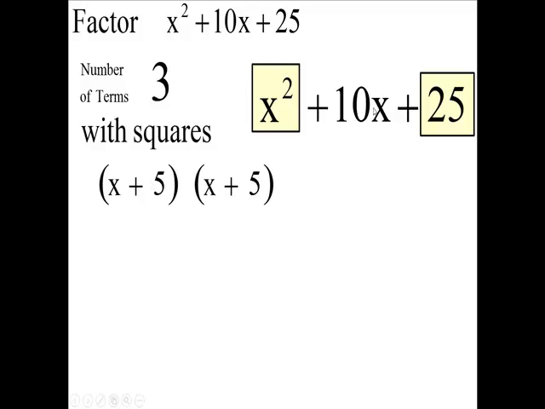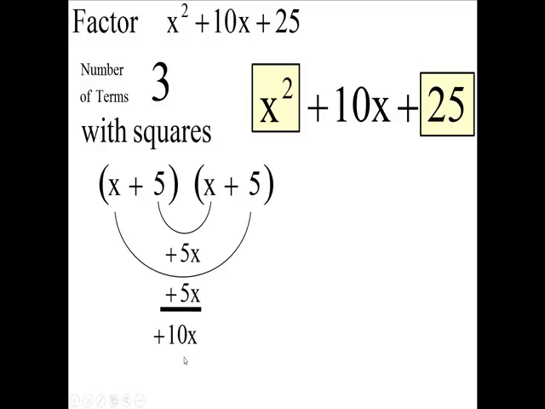All right, but do I get 10? That's the question. Is this the right number to make this a perfect square? Well, the outside terms are x and 5. The inside terms are 5 and x. Multiply them, you get 5x. The outside terms, x and 5, give you another 5x.